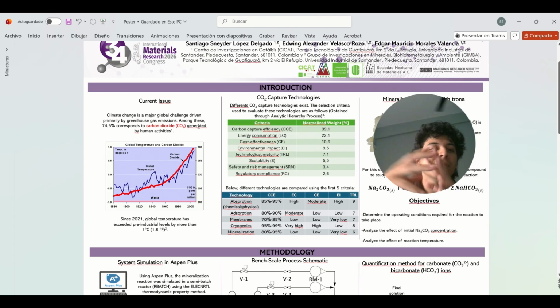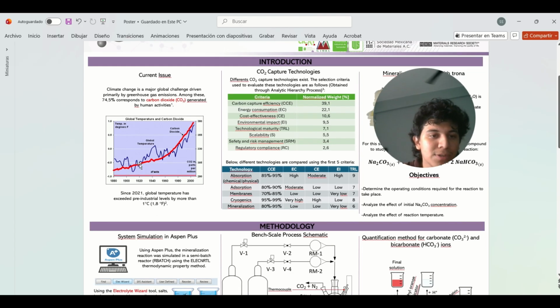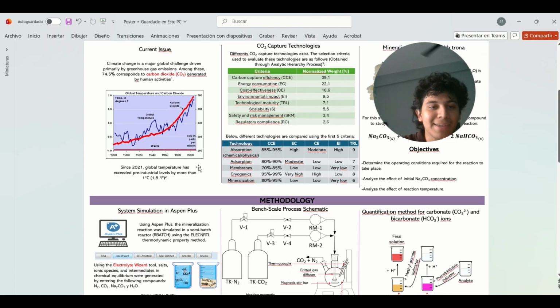Well, the current issue. Climate change is a major global challenge driven primarily by greenhouse gas emissions. Among these, 54% correspond to carbon dioxide. In this graph, you can see the red line and the blue line. The red line corresponds to temperature and the blue line corresponds to parts per million of carbon dioxide. Since 2021, global temperature has exceeded pre-industrial levels by more than 1 centigrade.